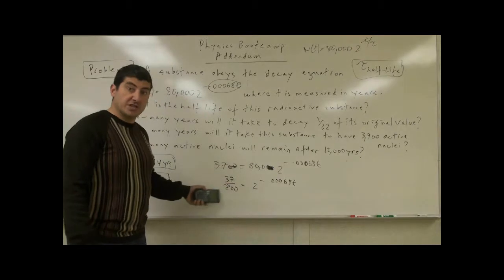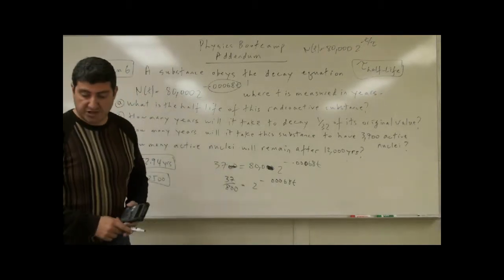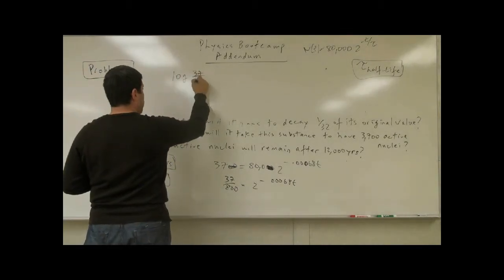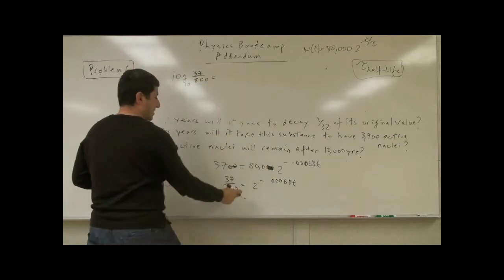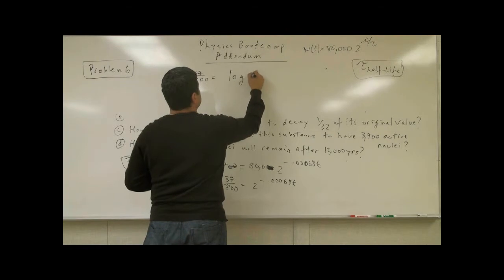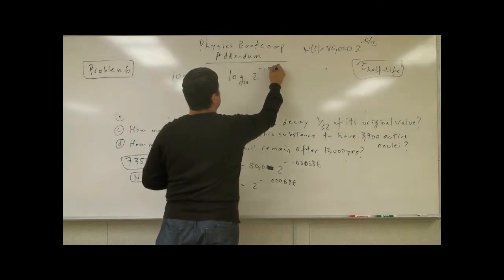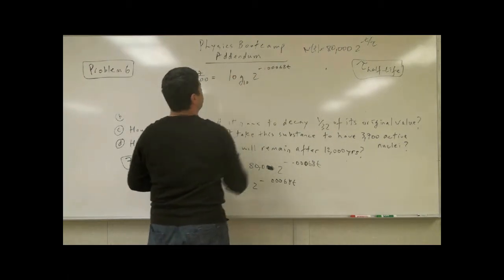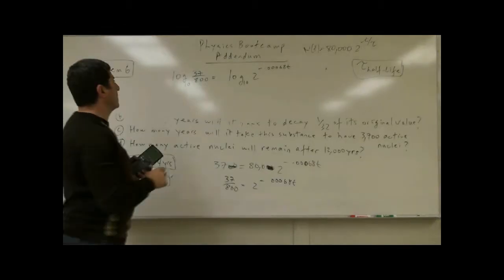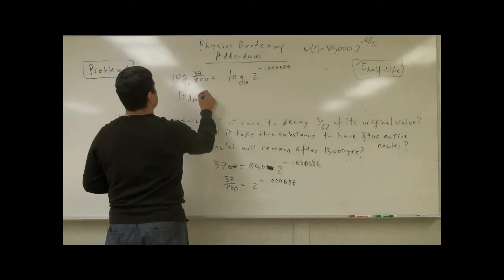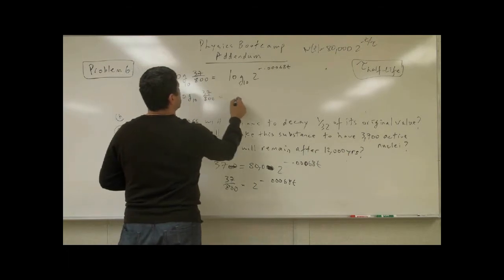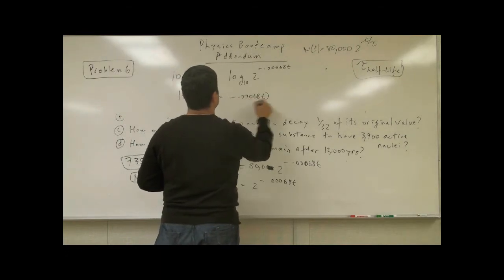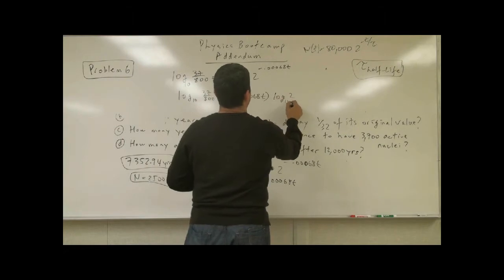I could take the logarithm of both sides, or the natural log of both sides, right? So log base 10 of 37 over 800. If I take the log base 10 of 2 to the power negative 0.00068 t, what will happen? This power will come down, and you will just have log of 2 remaining. So log base 10 of 37 over 800 is equal to negative 0.00068 t log 2 base 10.